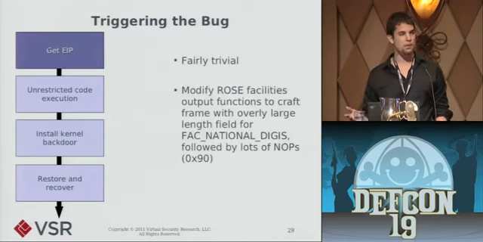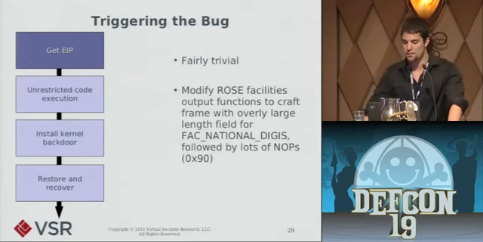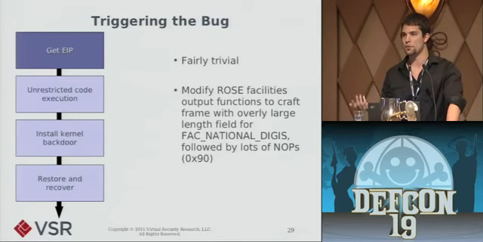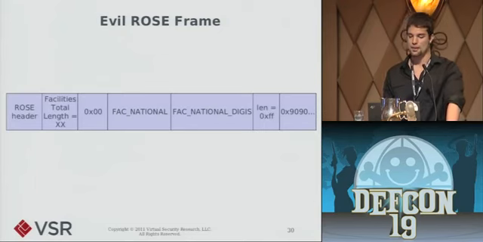So first, triggering the bug was actually really the easy part. It took 10 minutes after I found it. What I did was essentially cannibalize the ROSE kernel module that already existed so that whenever I made a connection to someone, it would send out my evil ROSE frame instead of a normal one. And this evil ROSE frame just had this particular facility field that was vulnerable, followed by a too big length value, and then a bunch of no-op instructions just for the sake of testing to see if I could actually trigger it. This is what the frame looks like.